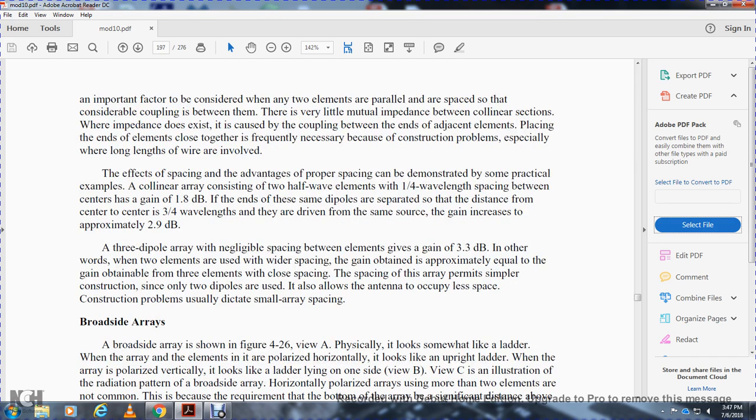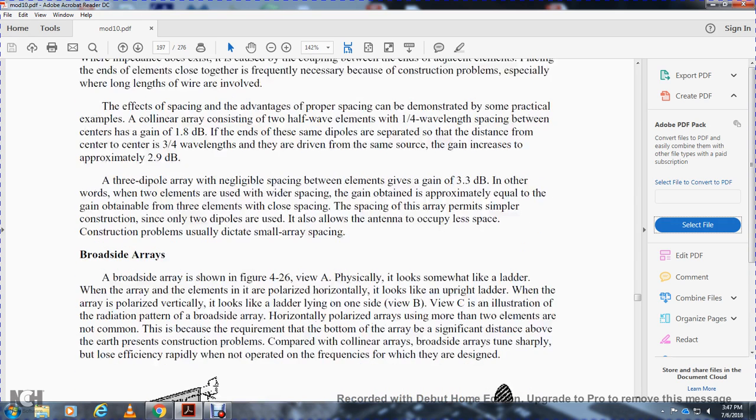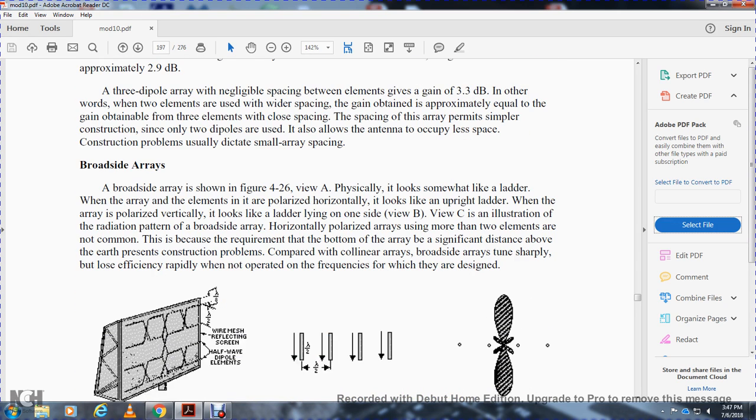Spacing of the array permits similar construction spacing. Two dipoles are used to allow the antenna to occupy less space. The construction problems usually dictated small array spacing.